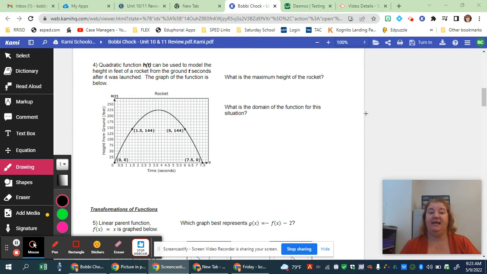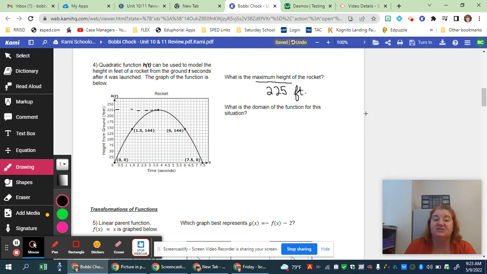Okay, here we go with page 2. Here's a quadratic function. Use the model of height in feet of a rocket from the ground. Here's where it starts. There's where it goes. What is the maximum height? Well, you go right there and you go over, and your maximum height is 225 feet. That's the maximum height.